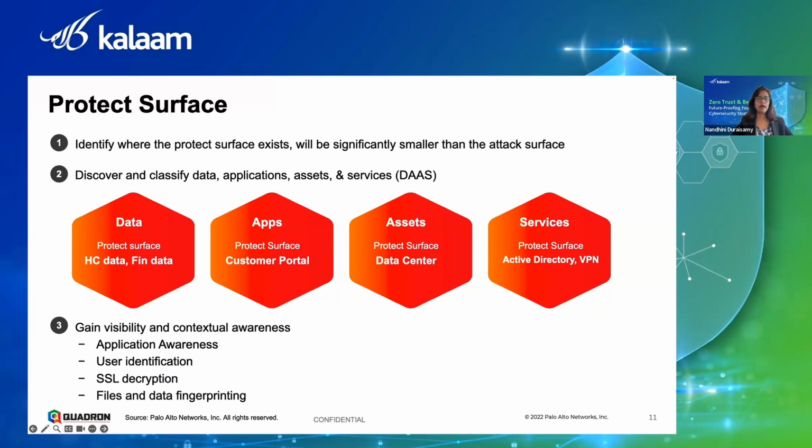Now, if you see the example, it's the DAS method. We call it data, applications, assets, and services. When you talk about data, what data do you want to protect? For example, healthcare data, where you have personal information and the medical records of a person. Financial data, where banking institutions must protect customer account information, account balances, and transaction history. That's something you need to protect.